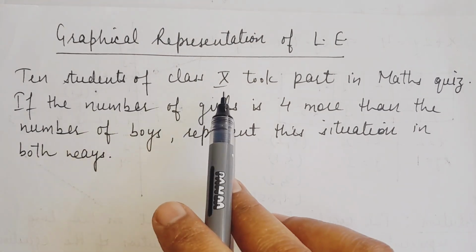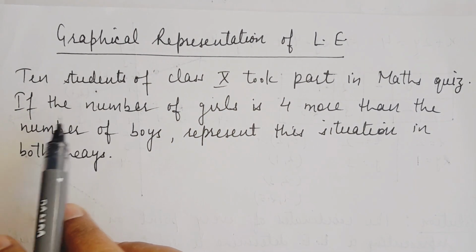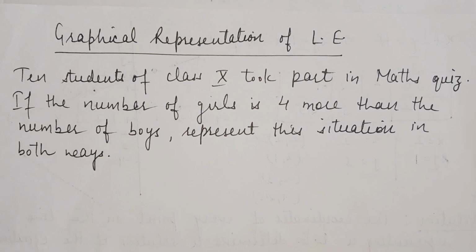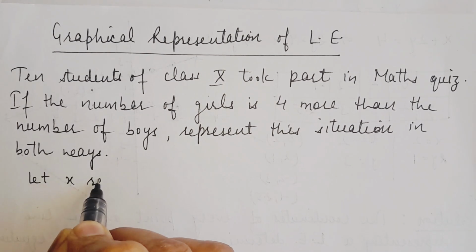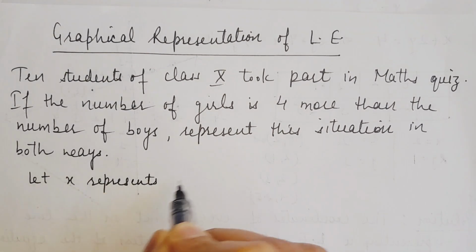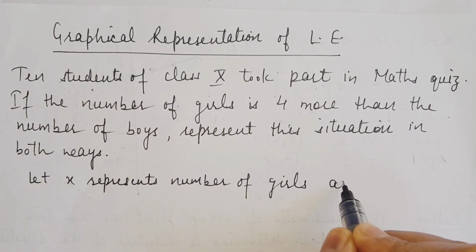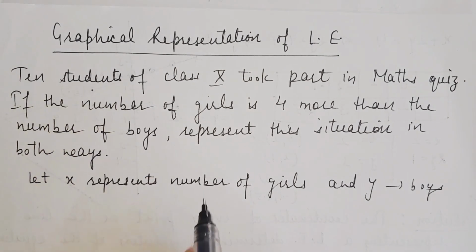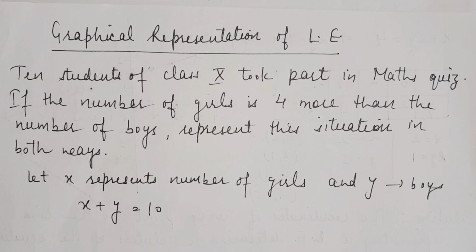10 students of class 10 took part in a maths quiz. So the total number of students is 10 here. If the number of girls is 4 more than the number of boys, we can formulate basically two equations here. First, let x represent the number of girls and y represent the number of boys. X represents girls and y represents boys. Because a total of 10 students are given, x plus y, girls plus boys, is equal to 10. So we got the first equation from here.